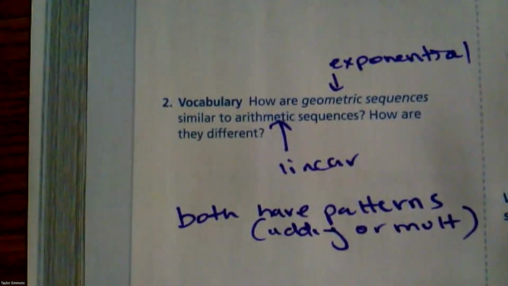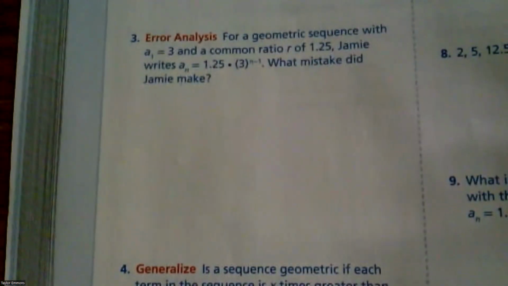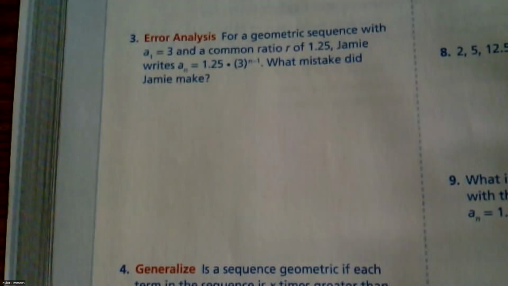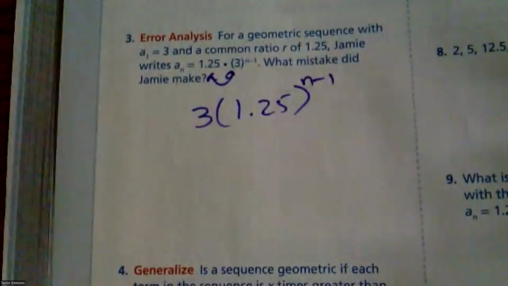Okay. All right, on the next one, it says for a geometric sequence with a sub 1 equals 3, the r is 1.25. Jamie writes this equation. What mistake did Jamie make? Okay, so these are swapped. So it should have been 3 times 1.25 raised to the n minus 1.